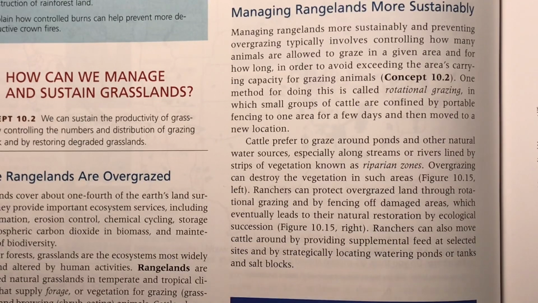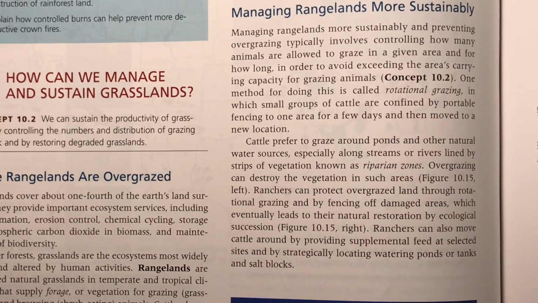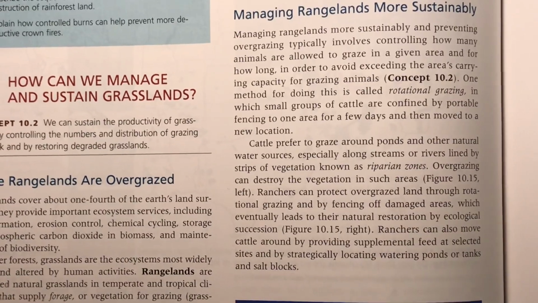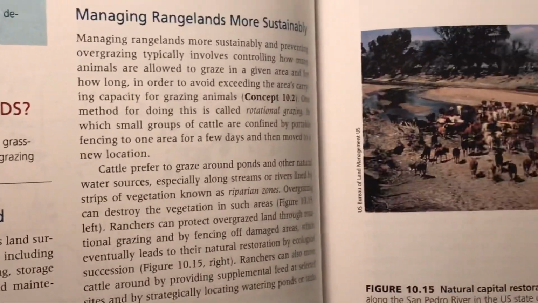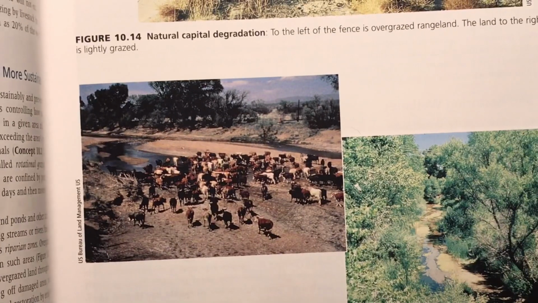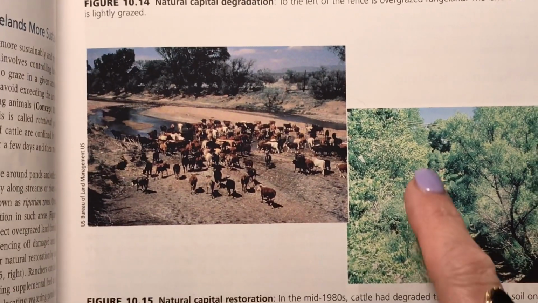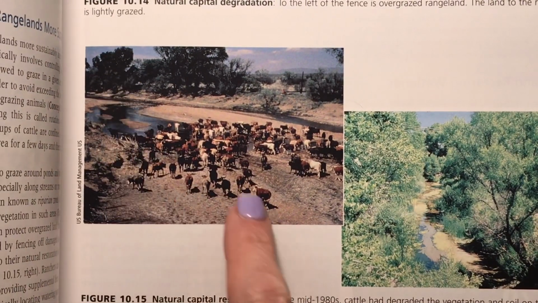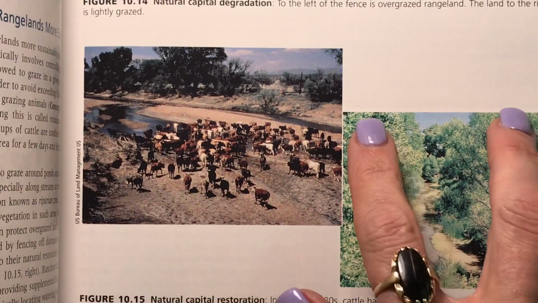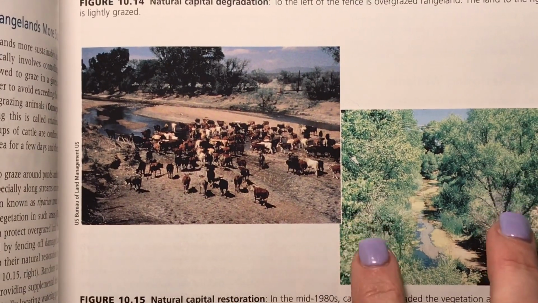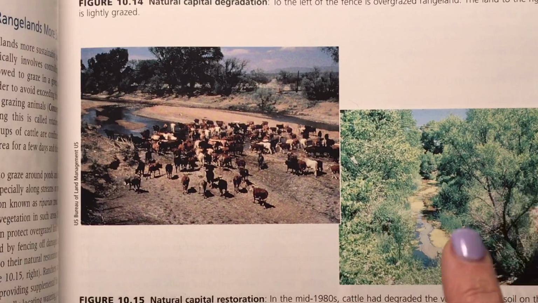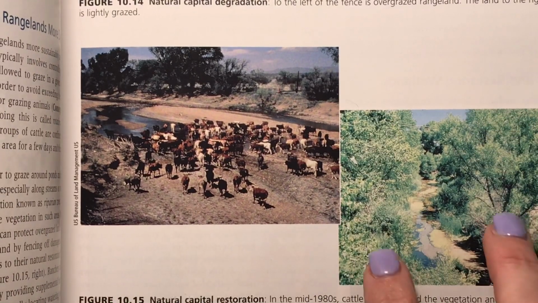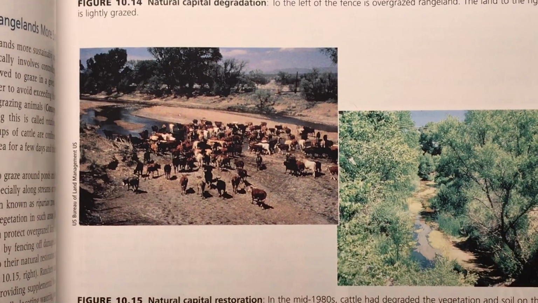So how can you prevent this? Basically, don't let the animals go down to the riparian zone to drink and eat. This is an example of a riparian zone over here. This river is also this river. So you can see when the land is allowed to repair itself, no problem. It does it without any issue whatsoever.